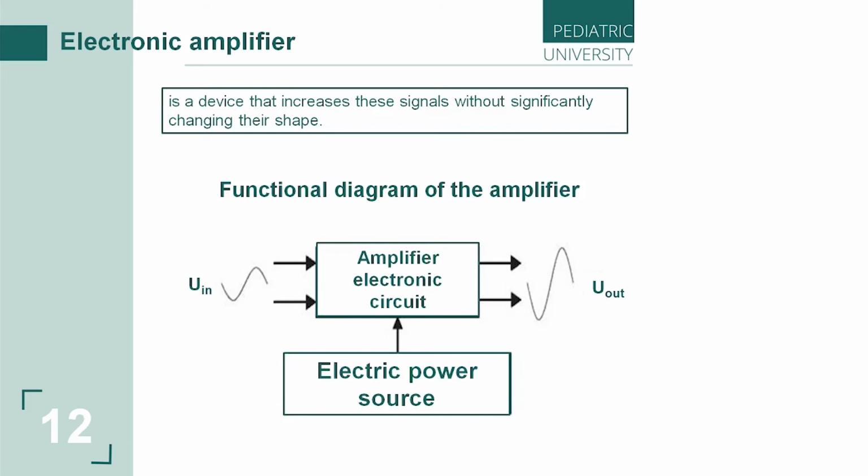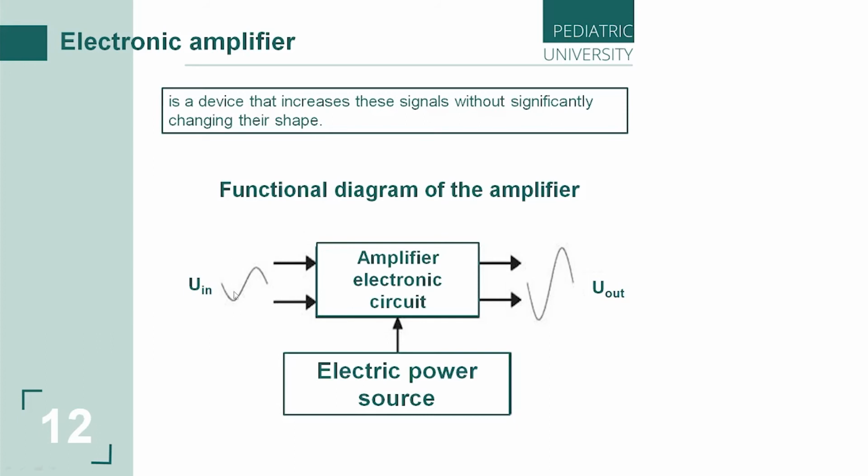They are used to increase the amplitude of weak signals in systems that record biomedical information. An amplifier of electrical signals, or we can say electronic amplifier, is a device that increases these signals without significantly changing their shape. Depending on the purpose, amplifiers differ in voltage, amperage, and power. In the following, all definitions and conclusions refer to the voltage amplifier. The functional diagram of such an amplifier is shown in the figure.